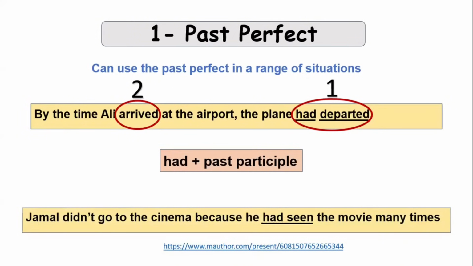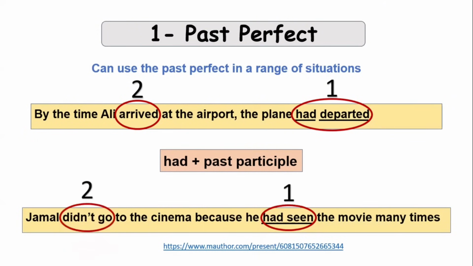Jamal didn't go to the cinema because he had seen the movie many times. So what happened first is the one that has the auxiliary had plus past participle, had seen, is number one, and then didn't go is number two.